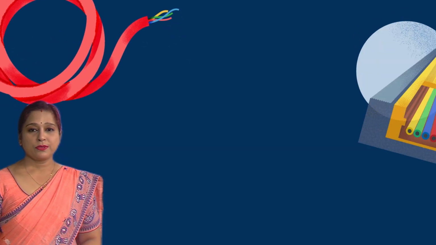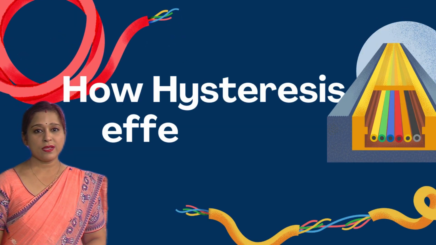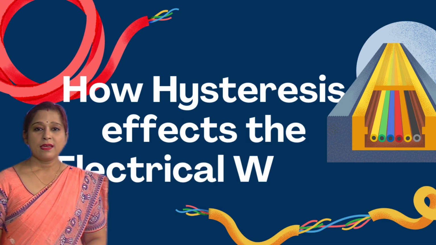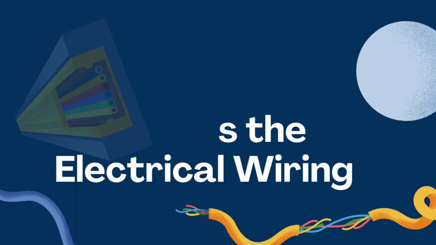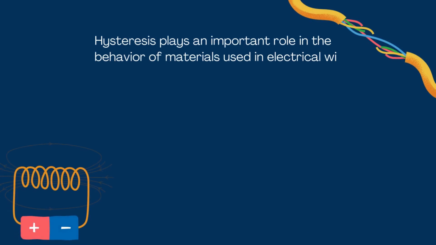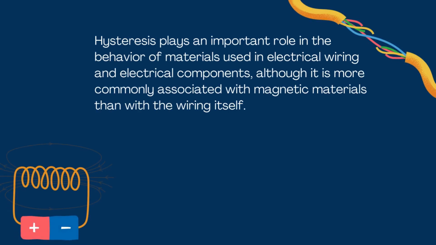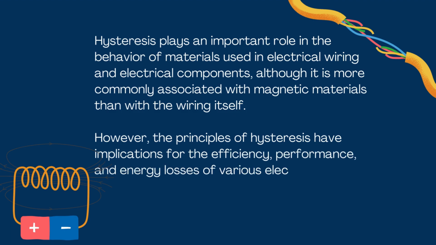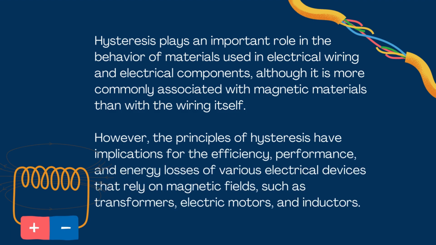In this topic, we are going to learn how hysteresis affects electrical wiring. Hysteresis plays an important role in the behavior of materials used in electrical wiring and electrical components, although it is more commonly associated with magnetic materials than with the wiring itself. However, the principles of hysteresis have implications for the efficiency, performance, and energy losses of various electrical devices that rely on magnetic fields, such as transformers, electric motors, and inductors.